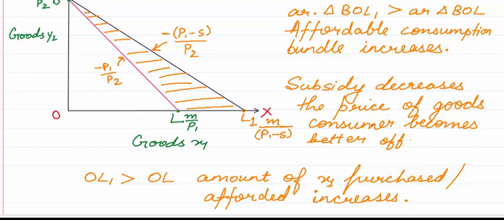Now let us see how the income will change due to the lump sum tax imposed on the consumer. In this way, we have seen that taxes and subsidies are affecting the price of the goods. But when we look at the lump sum tax and lump sum subsidy, we can understand that lump sum tax and lump sum subsidy change the income of the consumer. So let's have a look at that.